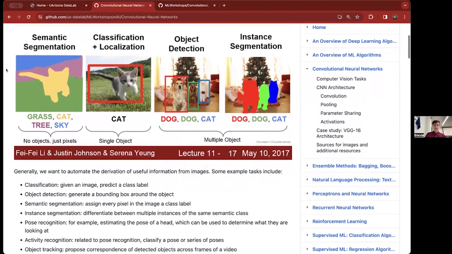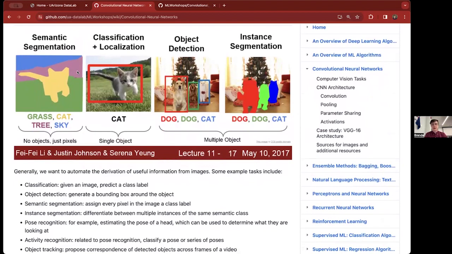So for example, one of the things we might want to do is semantic segmentation. So pixel-wise, we are curious, does this pixel belong to, say, some grass, or is it actually a pixel that's a part of this cat? Is it the tree, or is it some sky in the background? So that's a pixel-wise semantic segmentation labeling step.